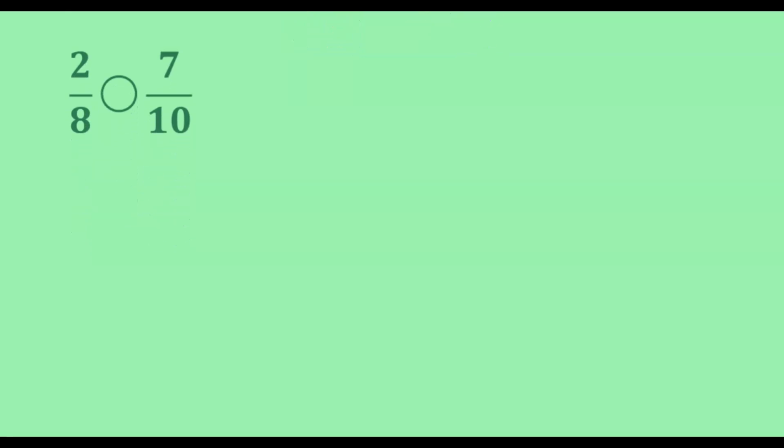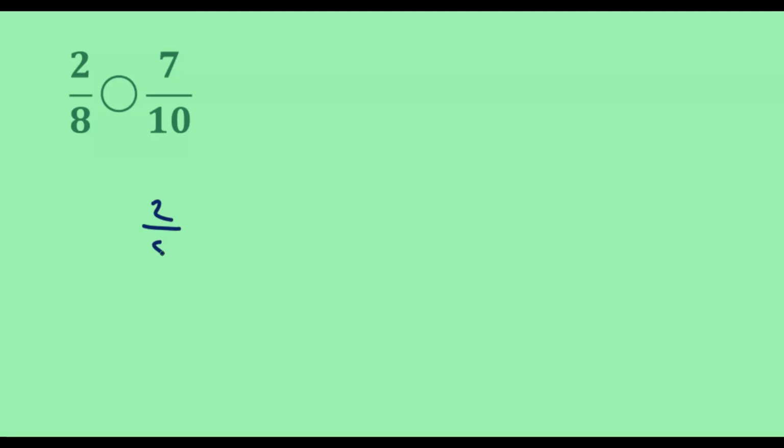What fractions do we have over here? We have 2 over 8 and 7 over 10. What are the denominators? They are 8 and 10. So the denominators are different and we need to find a common denominator. That is, we need to find a common multiple of 8 and 10. Now 40 is one such number. So let us change our fractions into equivalent fractions with the denominator as 40.